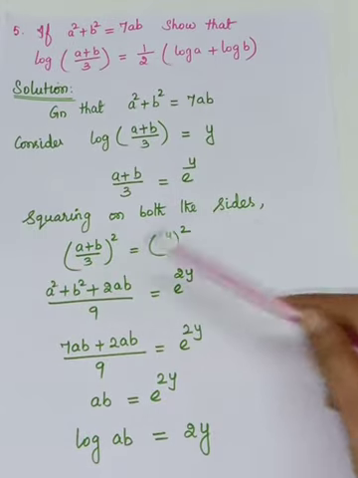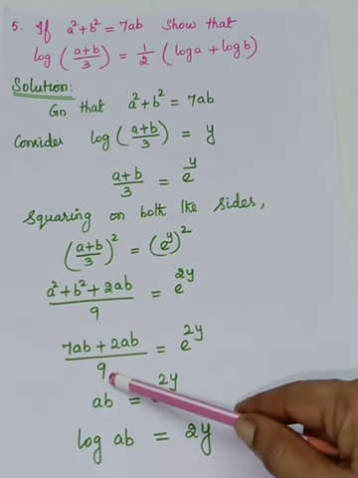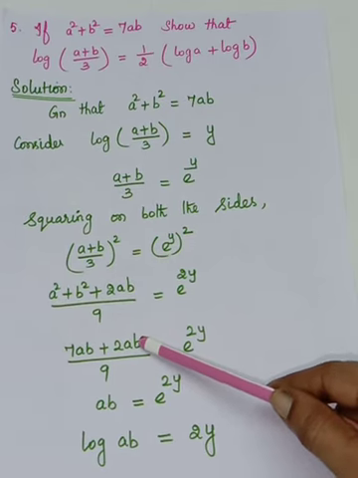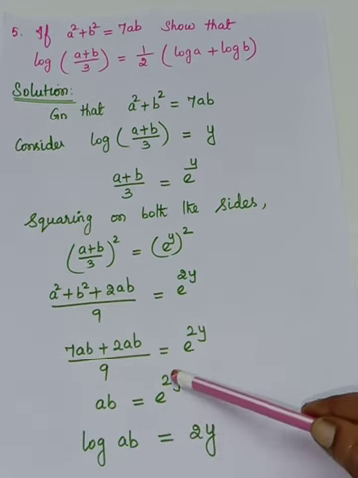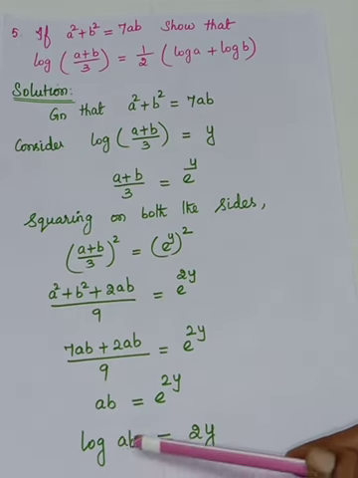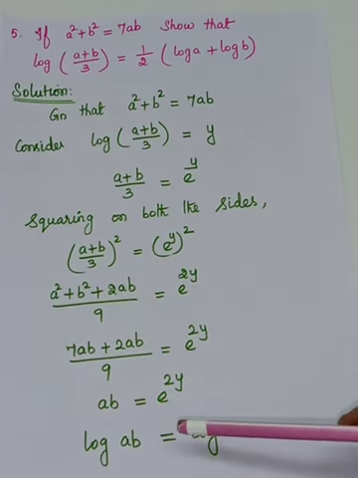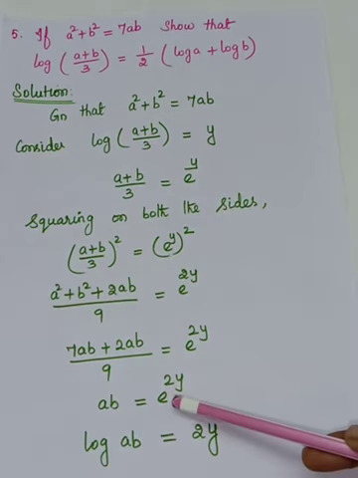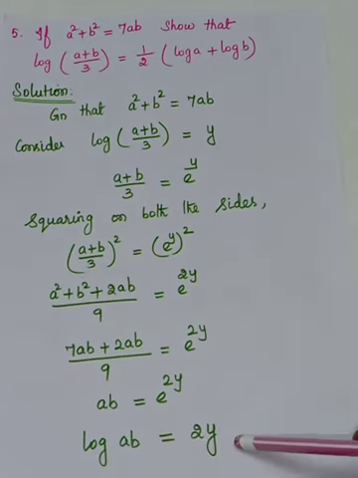Okay. What is given? A squared plus b squared is 7ab. So here 7ab plus 2ab divided by 9 is equal to e power 2y. 7ab plus 2ab is what? 9ab. So 9 getting cancelled. So here you are having ab, that is equal to e power 2y. So you can write as in terms of logarithmic function. So log ab is equal to 2y. I have said already, exponential function and the logarithmic functions are inverse. So log, when you take it to the next side, it is e power y. So here you are having e power 2y. So when you bring it to the left side, it is log ab is equal to 2y.